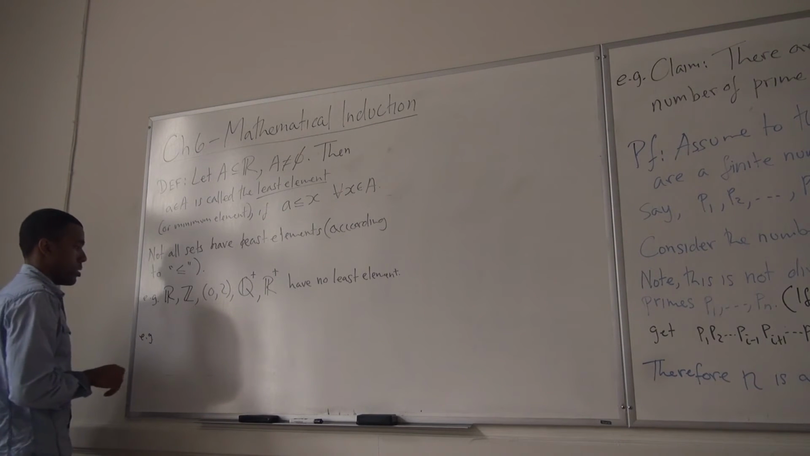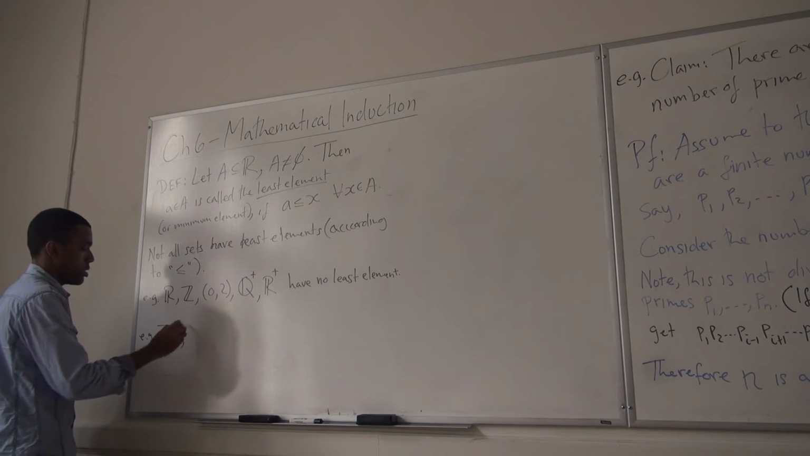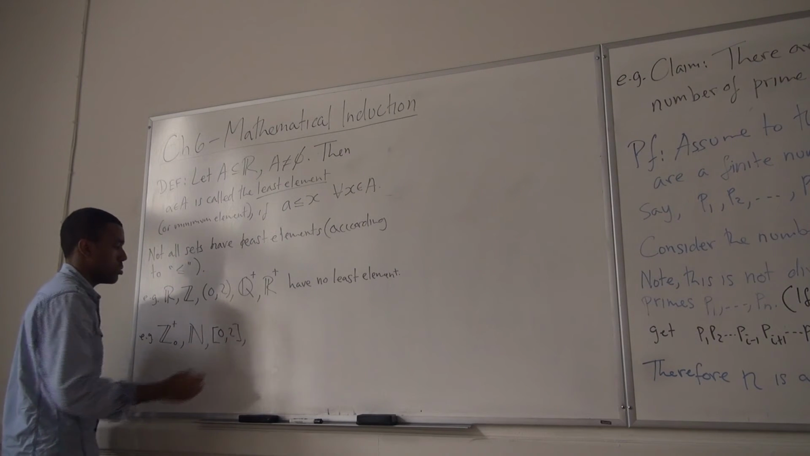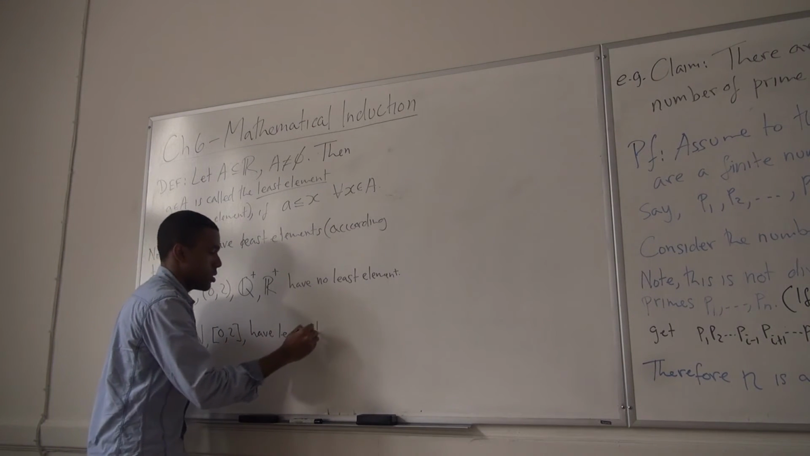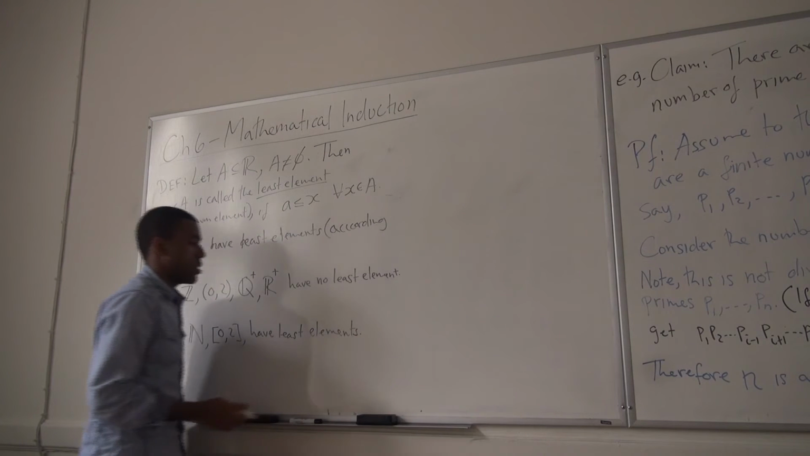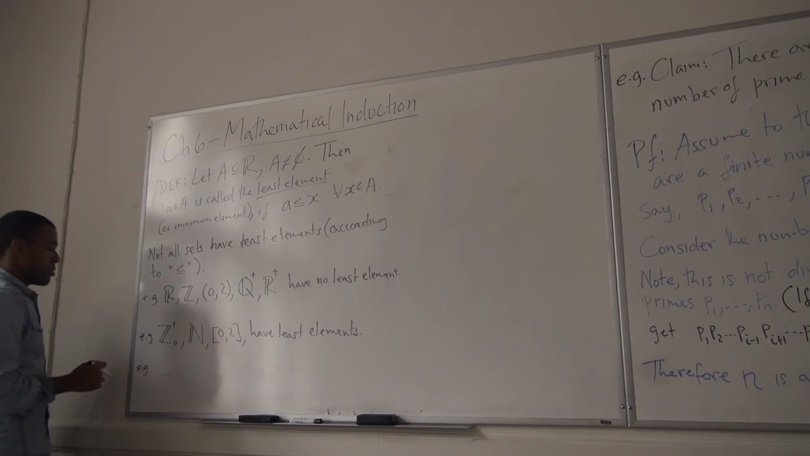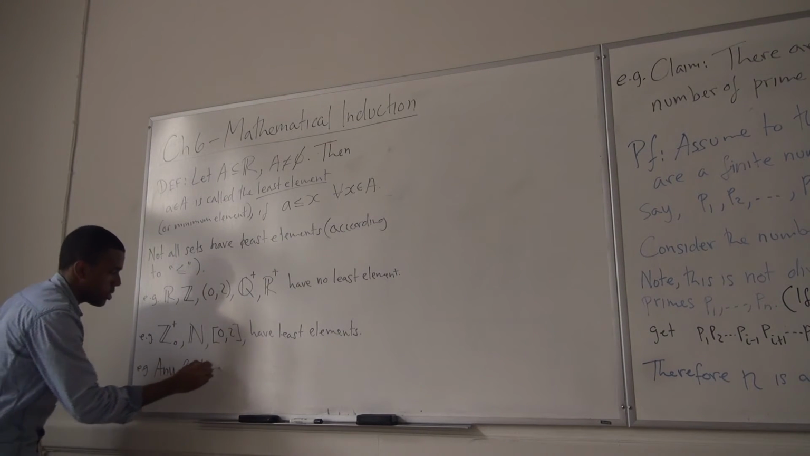Another example: Z plus, or starting at 0, or N, or the closed interval 0, 2, have least elements. In fact, again, did your book prove this? Probably did. I think your book either proved it or I gave it as homework. Any finite set of real numbers has a least element.